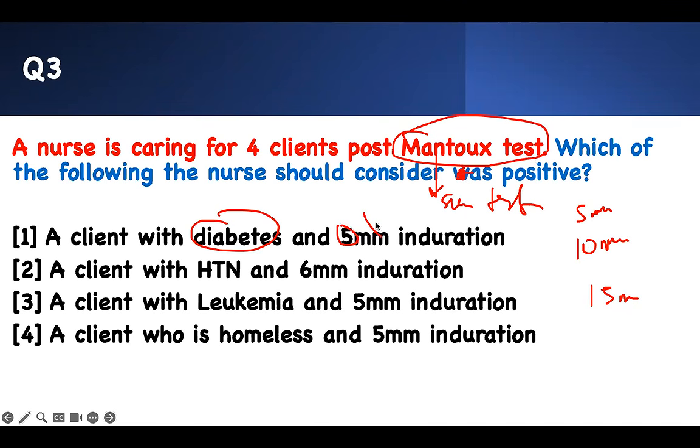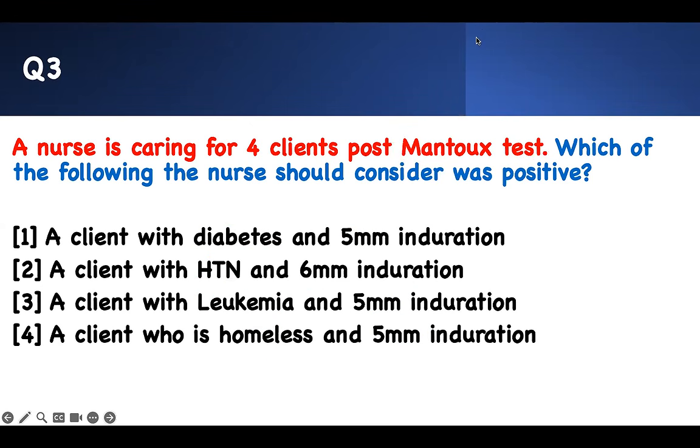5 millimeter is wrong. Hypertension is a normal person. 6 millimeter is wrong. Client with leukemia is immunocompromised. 5 millimeter is correct. A client is homeless. This has to be 10 millimeter before it can be positive. Therefore, the right answer is number 3. Next question.